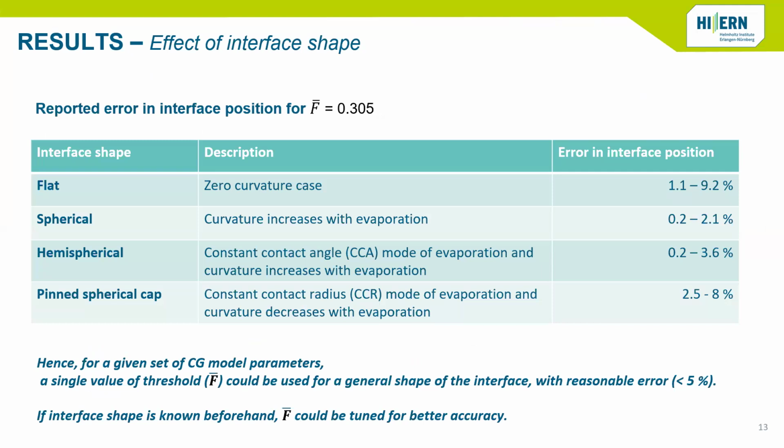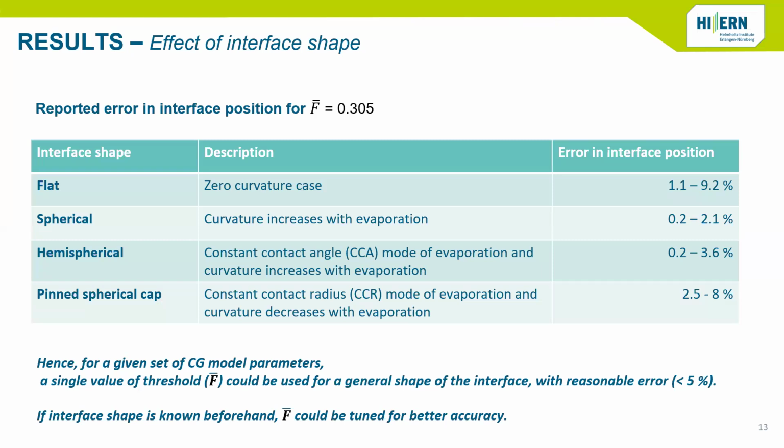So my main point here is, for all the interface shapes that I showed you today, this one had no curvature. The curvature in this case increased with evaporation. In this hemispherical case, the curvature also increased with evaporation, but this was the constant contact angle mode of evaporation. Contact angle was 90, the contact radius reduced. The pinned spherical cap case, where the contact radius was fixed and the contact angle changed, the curvature decreased. So it covers a decent range of shapes.